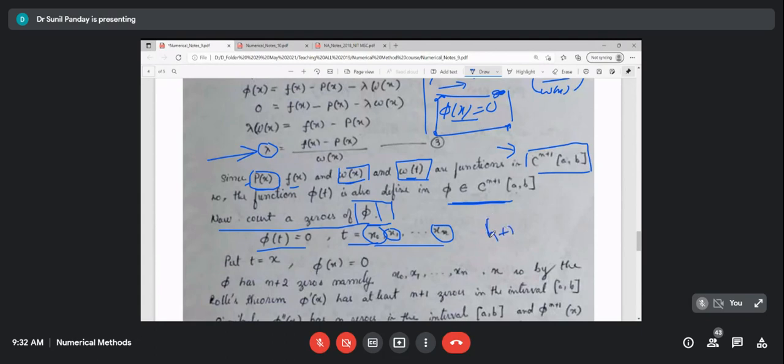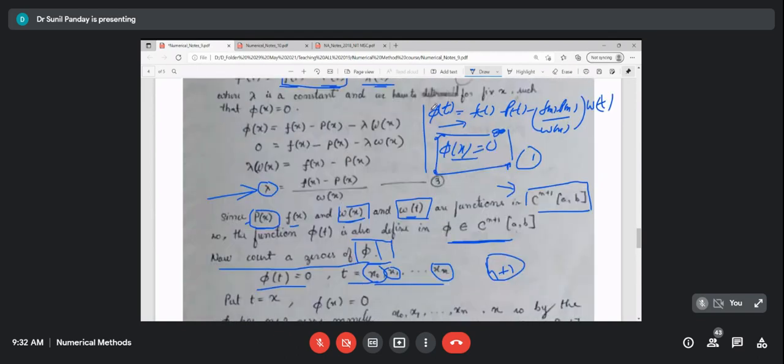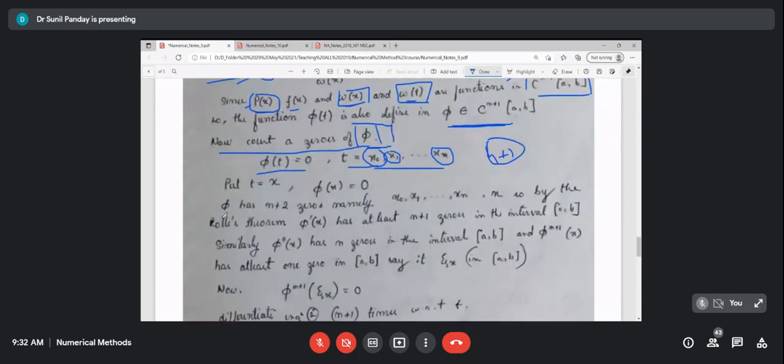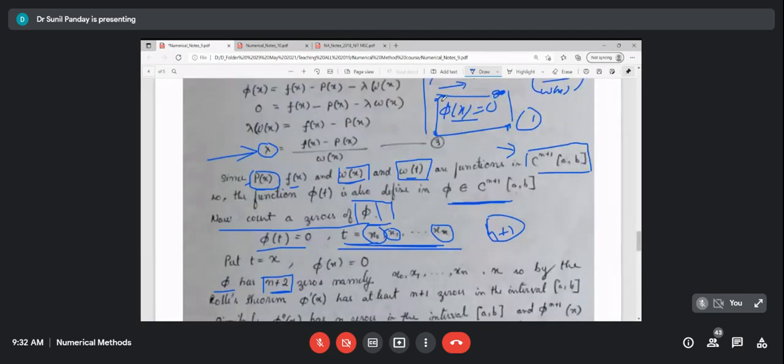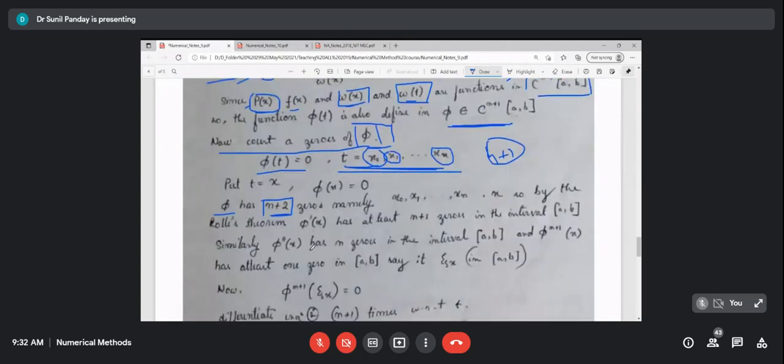So this is having n plus 1 zeros from here. If I count n plus 1 zeros from here and 1 zero from here, x is also a zero of this function phi(t). If I substitute t equal to x, I will again get 0. So it means this function phi has n plus 2 zeros. N plus 1 of these data points, and 1 we have chosen, we created phi such that phi(x) equals 0.